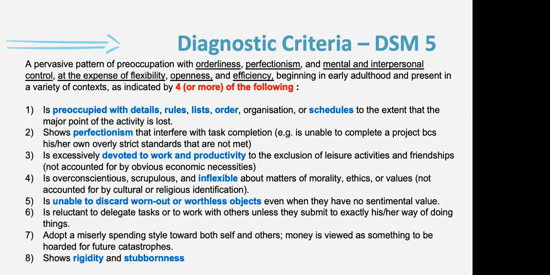For diagnostic criteria in the DSM-5, first is preoccupation with details, rules, lists, orders, and schedules, and they are very perfectionist, devoted to work and productivity to the extent that they ignore leisure activities and friendships. They are very inflexible. They cannot discard worn out or worthless objects, and they don't want to work with others unless other people submit to their way of doing things. And then, they view money as something to be hoarded for future catastrophe. And lastly, they are very rigid and very stubborn.